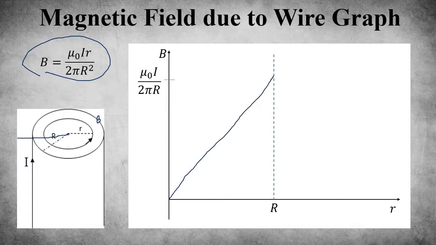And then outside we would just have mu sub 0 I over 2 pi r. So that function there would decrease. So that's the graph of the magnetic field strength as you go outwards from the center of the wire, going outside of the wire further and further away. It's going to decrease asymptotically out here.